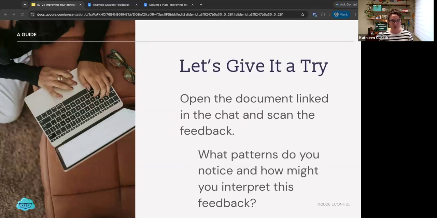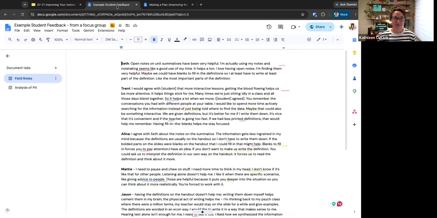So what patterns do you notice? How might you interpret that? So if you could click on the link that Mikkel just popped in the chat, and I'll give you a moment, and I'm going to put it up on my screen as well momentarily. What patterns do you notice? How might you interpret that feedback? Okay, good. I see people are in there.